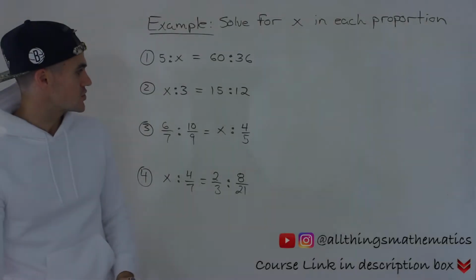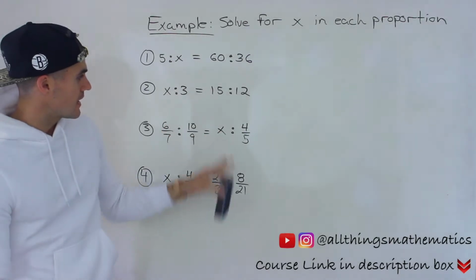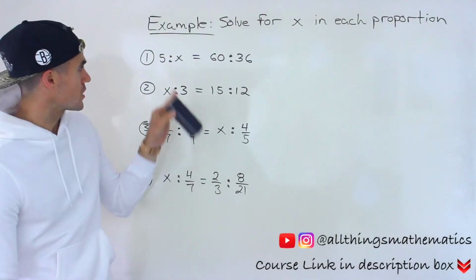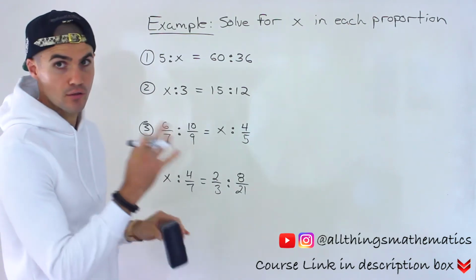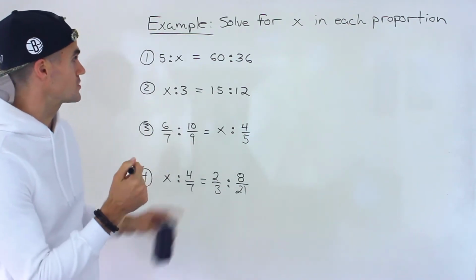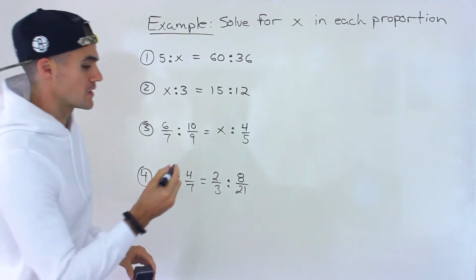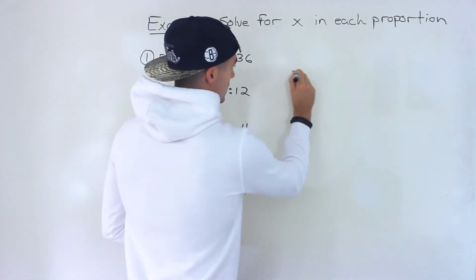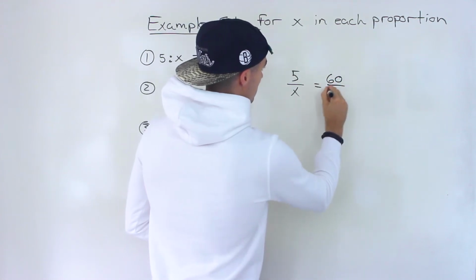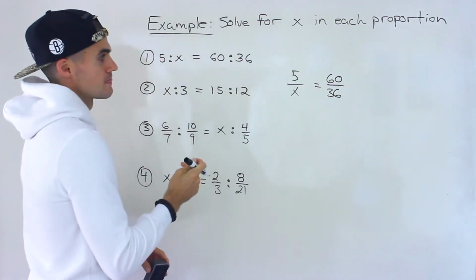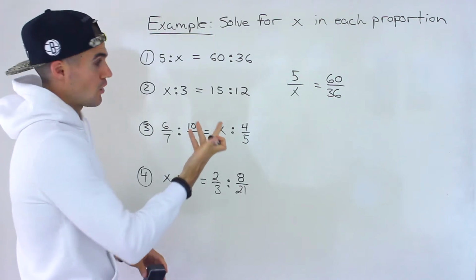And in this next question, we have to solve for x in these proportions here. So starting with number one, we got 5 to the x is equal to 60 to the 36. So we have equivalent ratios. We have to solve what this x would be. The way I like to personally do it is just put these as fractions like that. And then you can just solve for x from here.